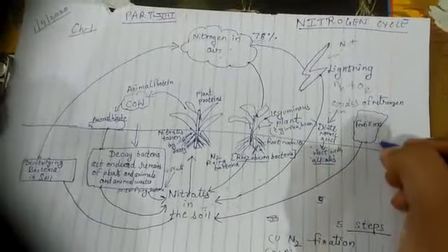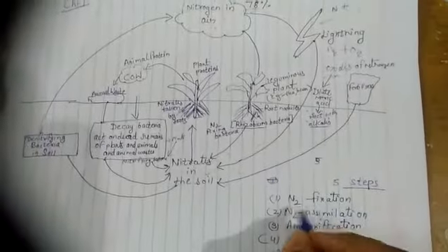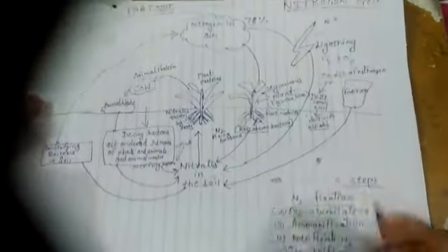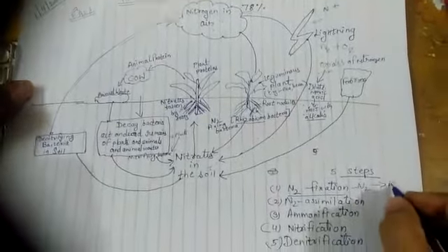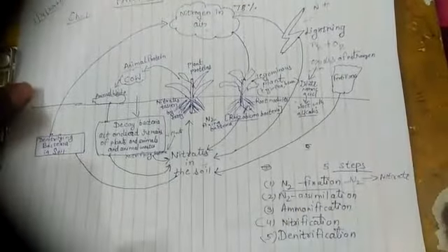And the third one is by fertilizers. We can spread fertilizers in the soil and they convert into nitrate. So this is the procedure. This completes our first step, conversion of nitrogen into nitrate. So what is nitrogen fixation? The nitrogen converted into nitrate. That process is called nitrogen fixation.